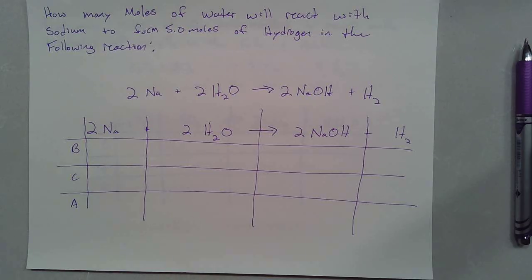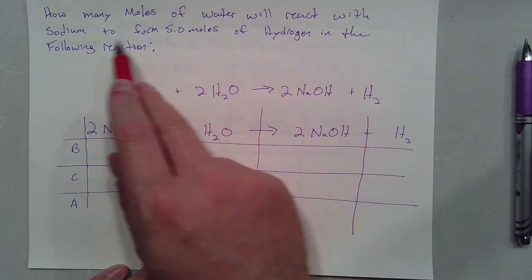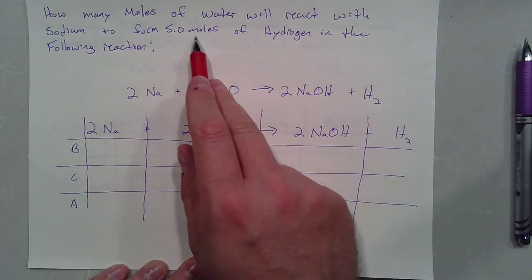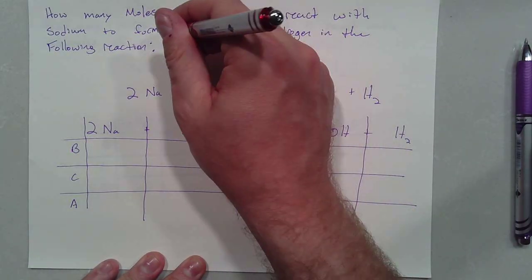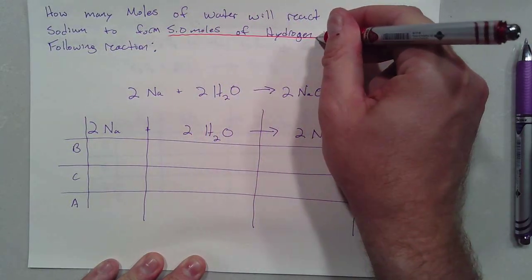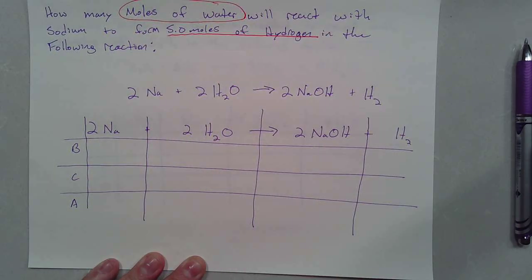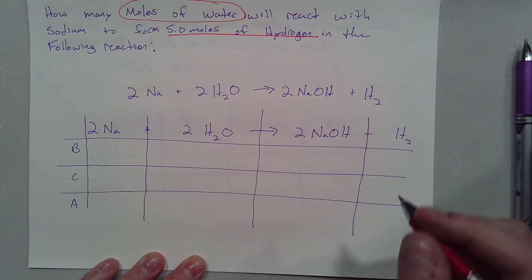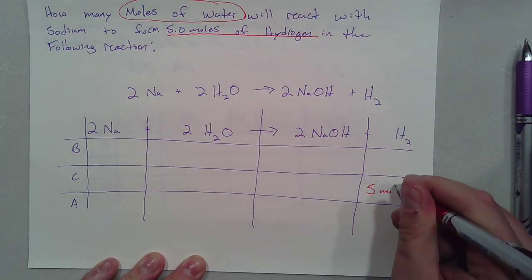So the first thing is read the problem carefully. How many moles of water will react with sodium to form 5 moles of hydrogen in the following reaction? So I'm given 5 moles of hydrogen. I'm looking for moles of water. All right. So I have 5 moles of H2.